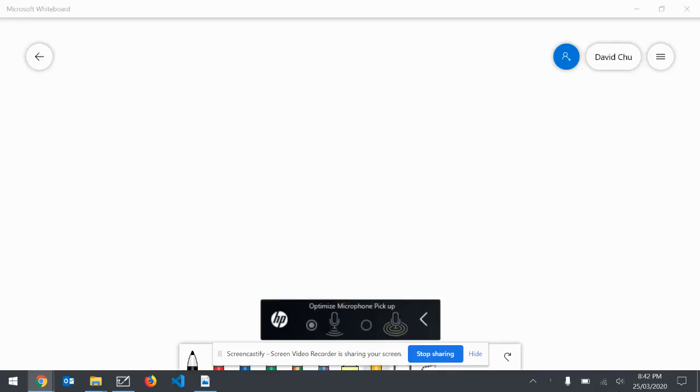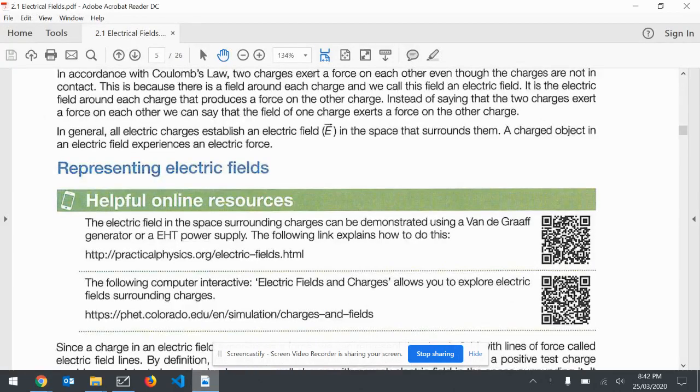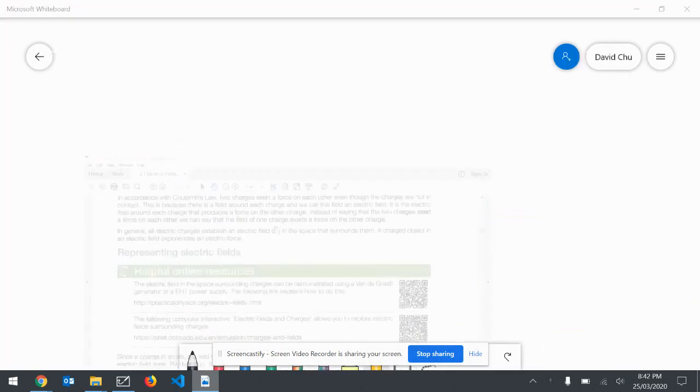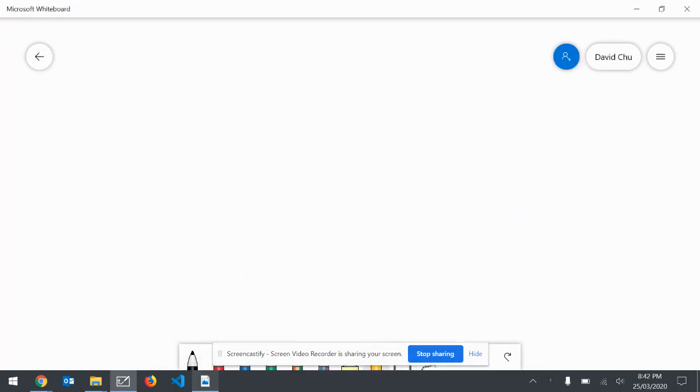So this is topic 2.1, the second half after the principle of superposition. In your workbook, this starts from page 117 to page 122, which will be covering electrical fields. So fields is an idea that starts from the idea that we had superposition of different charges.